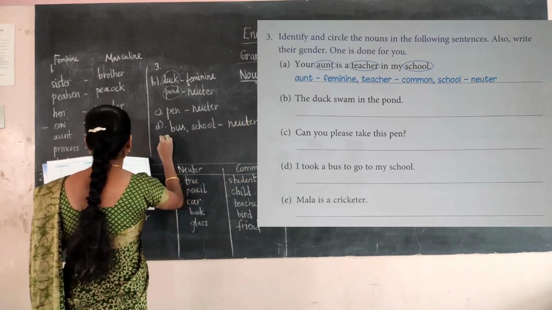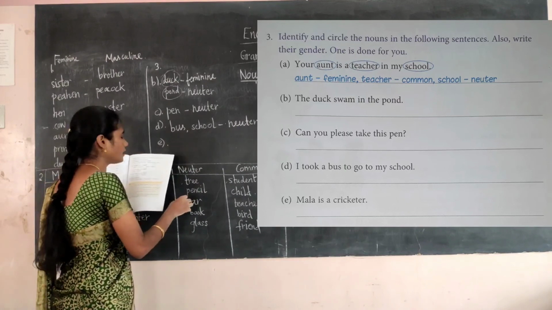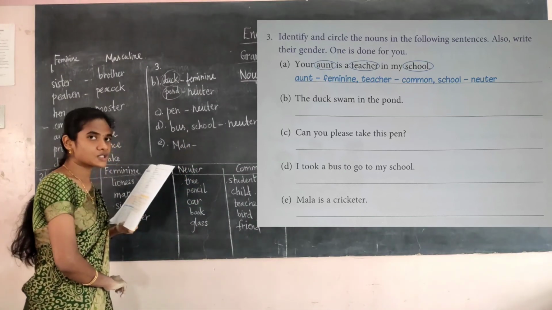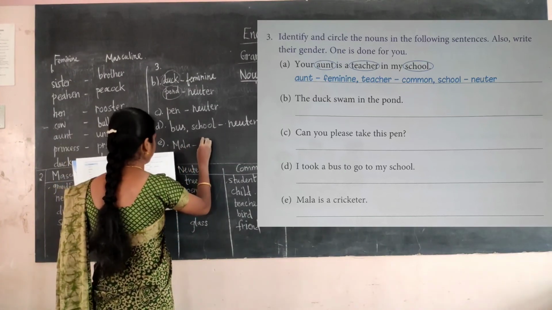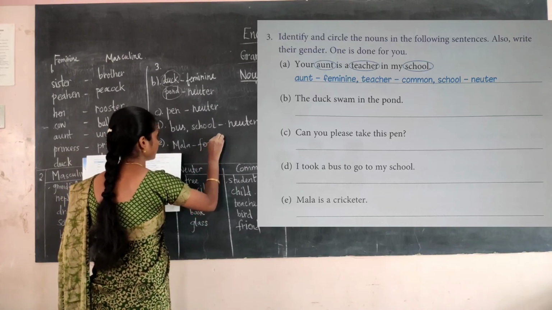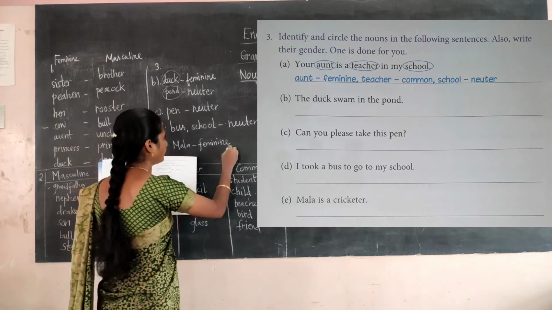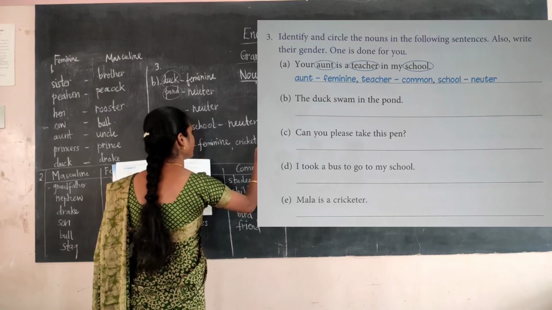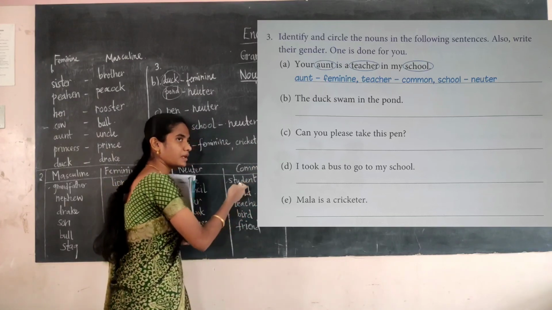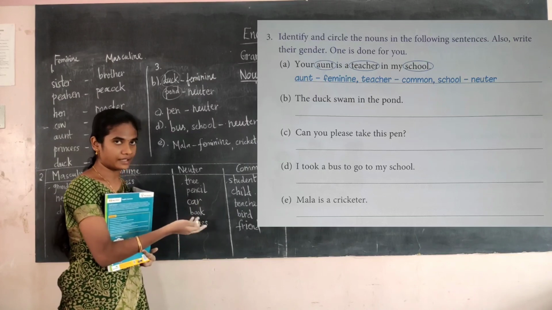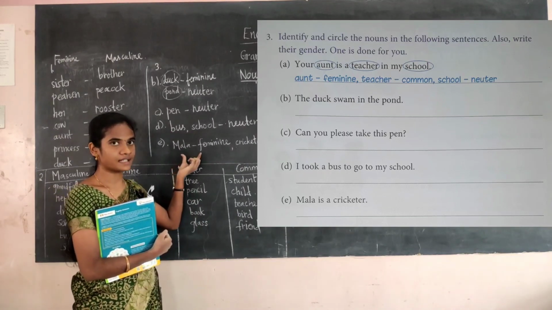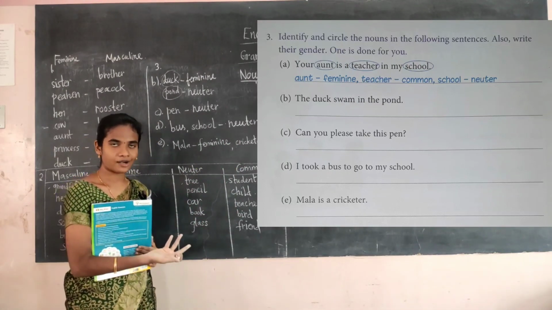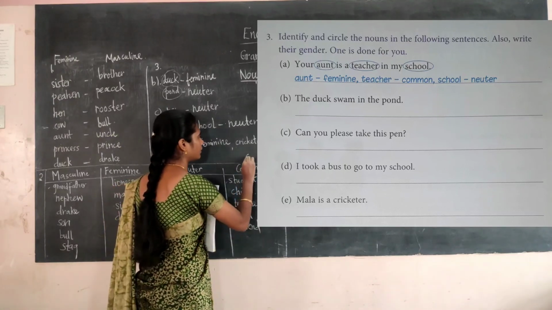And the last one, Mala is a cricketer. Who is Mala? Is Mala feminine or masculine? It's a feminine. Mala is the feminine. And the next, cricketer is the common. It may be a girl cricketer or a boy cricketer. Here from the question we can understand that it is a male. But if there is a noun, simply a cricketer, there may be a male also, female also. So it's a common.